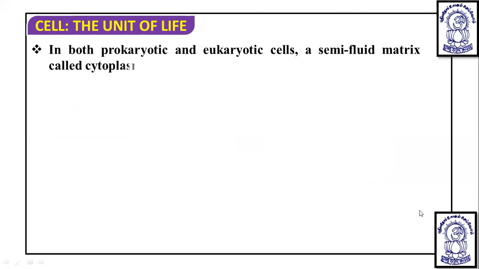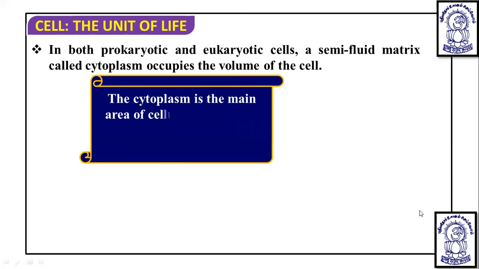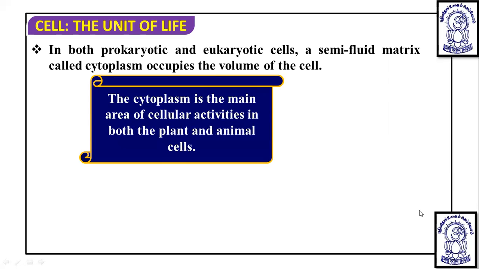In both prokaryotic and eukaryotic cells, a semi-fluid matrix called cytoplasm occupies the volume of the cell, and the maximum part is usually occupied by the cytoplasm. It is a semi-fluid structure present within the cell in both prokaryotic and eukaryotic cells. The cytoplasm carries out the majority of cellular activities, so it is considered the main arena of cellular activities in both plant and animal cells.